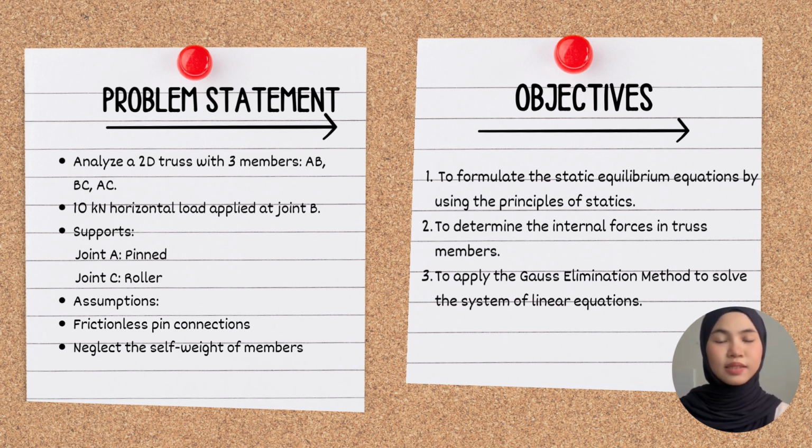There are 3 objectives of this study. The first, to formulate the static equilibrium equations by using the principle of statics. We use the principle of static equilibrium to derive a system of linear equations that describe the internal axial forces in members AB, BC and AC, and the support reactions at A and C. Second, to determine the internal forces in truss members. We compute the axial forces in members AB, BC and AC, identifying whether each member is in tension or compression.